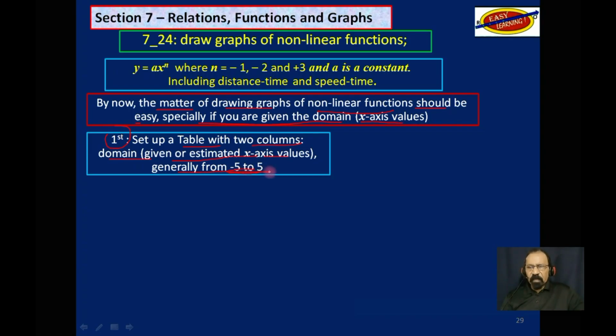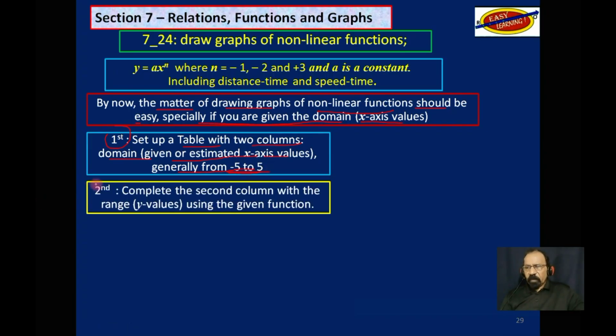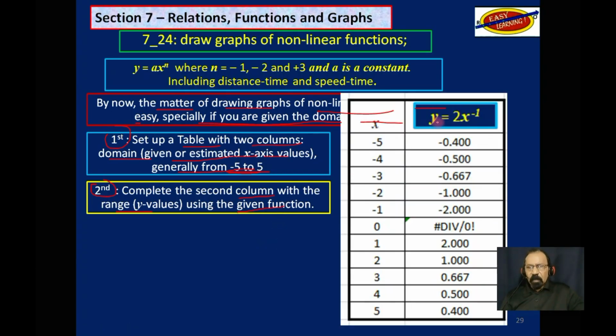I know you may hear that as 5 to -5. Then after you do that, you will complete the second column with the range values, which would be the y-axis values, using the given function, like what you see over here. So if we were going to draw that graph, this will be our domain values, which we are given, and this will be our range values.